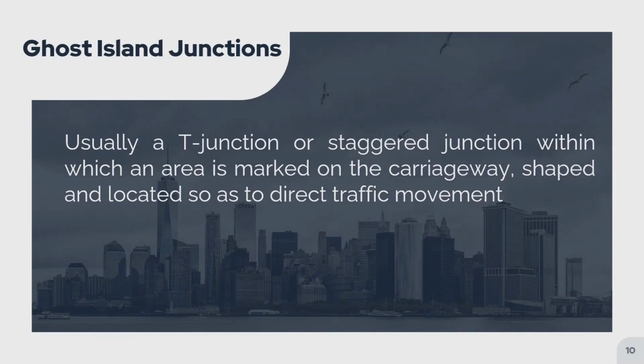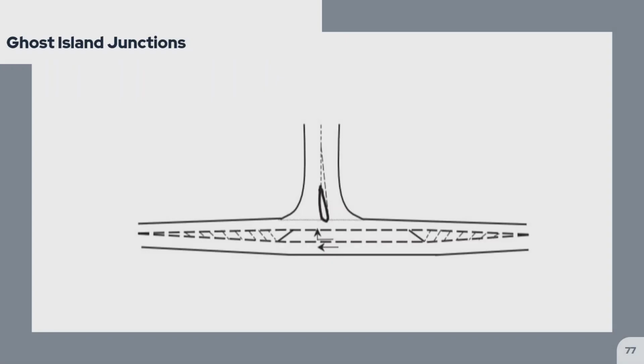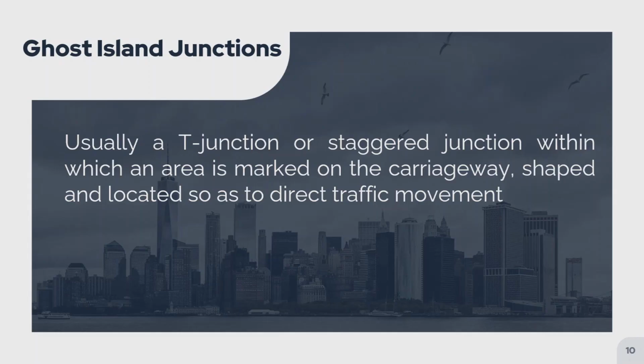Ghost island junctions: usually a T-junction or staggered junction within which an area is marked on the carriageway, shaped and located so as to direct traffic movement. For ghost island junctions, traffic movement and turning is directed because of the markings. The purpose of a ghost island is to provide right-turning vehicles with a degree of shelter from the through flow.